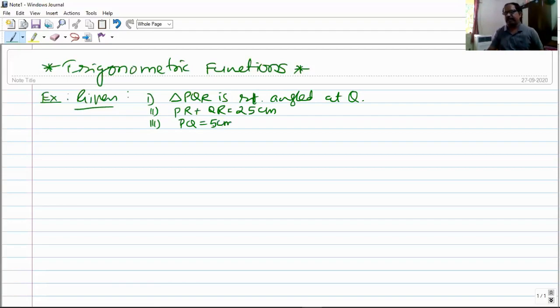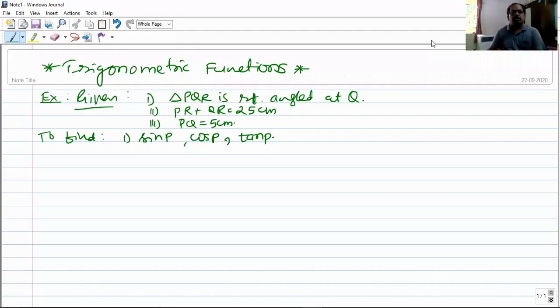So what you need to find? You need to determine the values of the trigonometric ratios. We need to find sin P, cos P and tan P. These three values we need to find. So students, let's see how to get the values of sin P, cos P and tan P with the help of the given information.